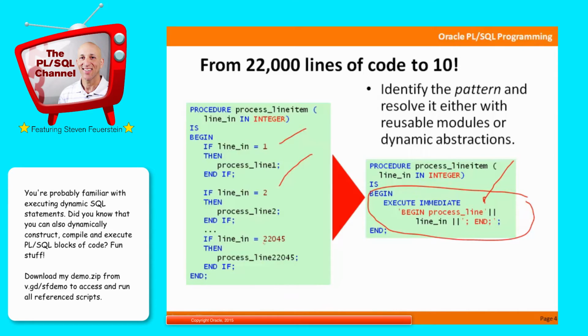But when I get to line 22,000, almost certainly the cost of going through all these different rows, all these different line items and if clauses, is going to be slower than simply executing the block of code.